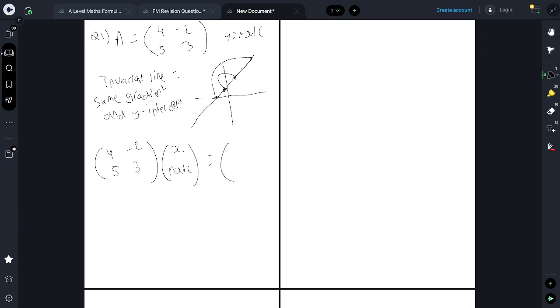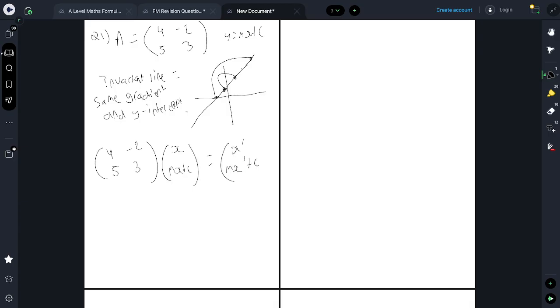And if it's invariant, like I said, the line has to stay the same, so the same gradient and y-intercept, but the point doesn't stay the same. So the x coordinate can change. x dash is the transformed coordinate of x, so it's different. But then the y coordinate is mx plus c, well, m x dash plus c, okay?